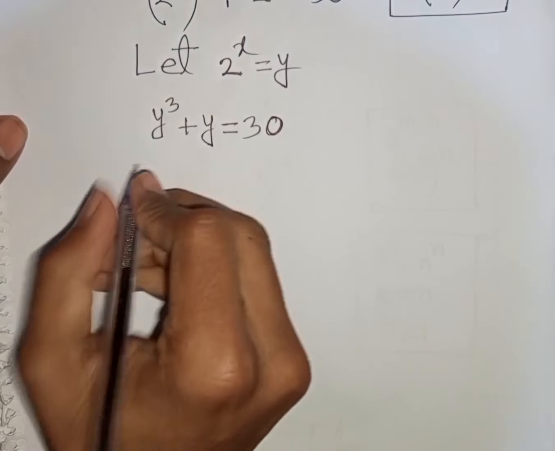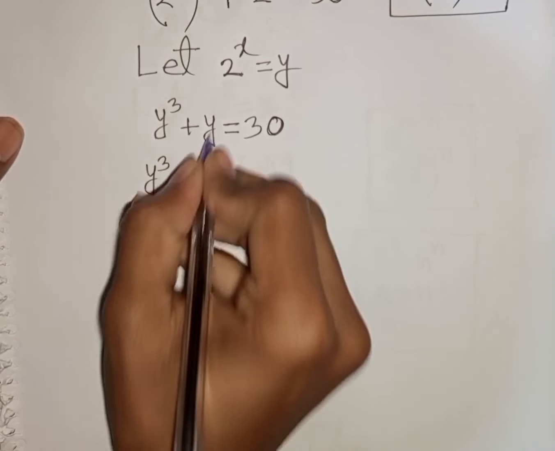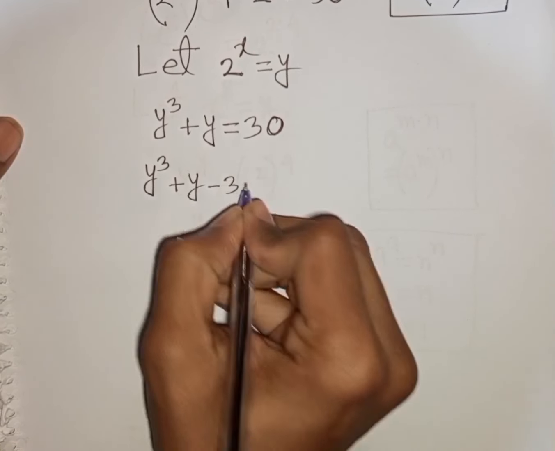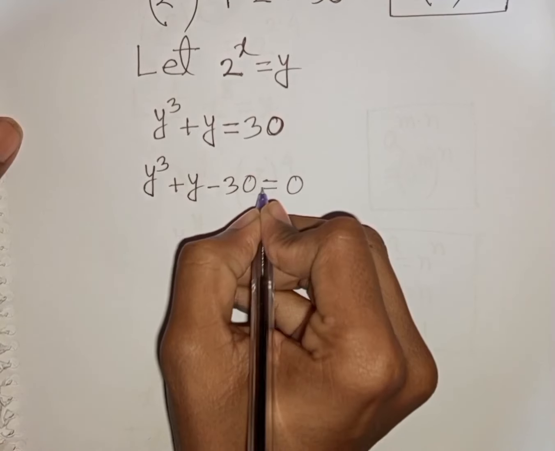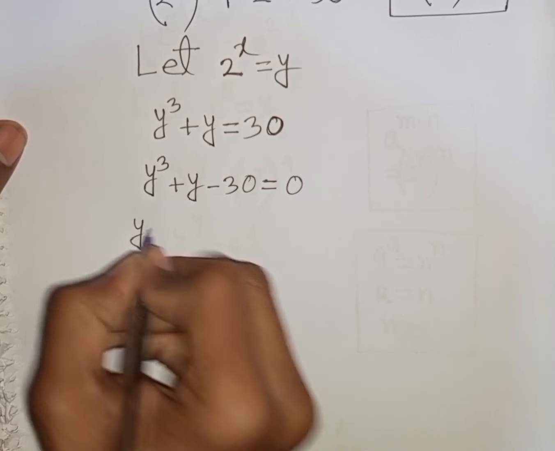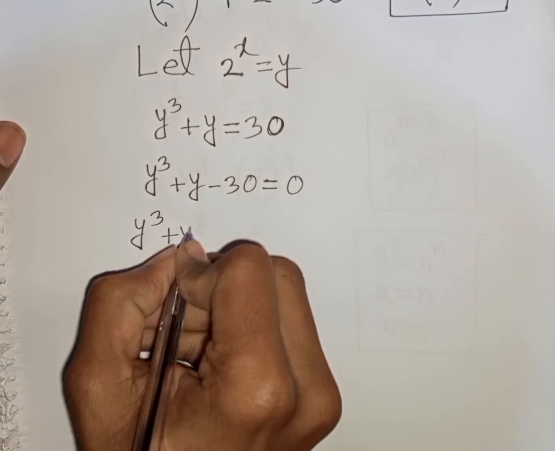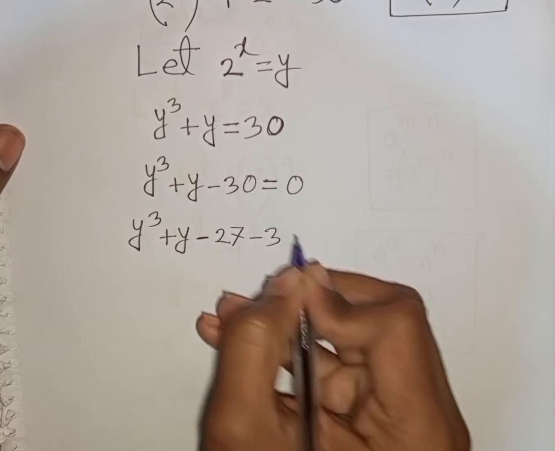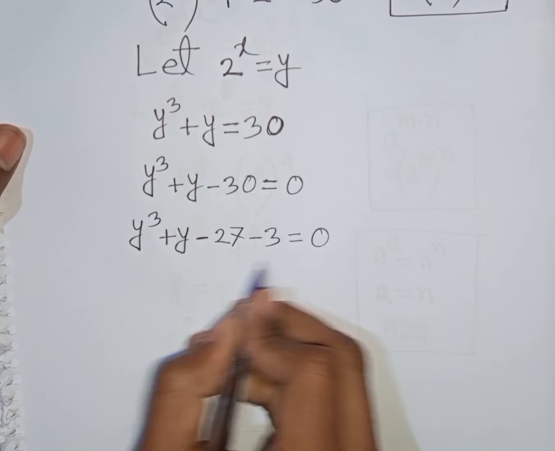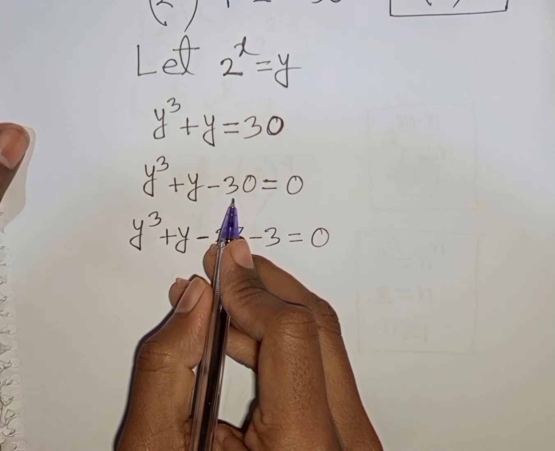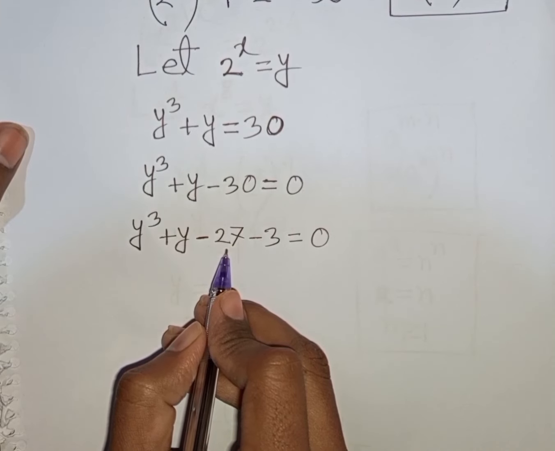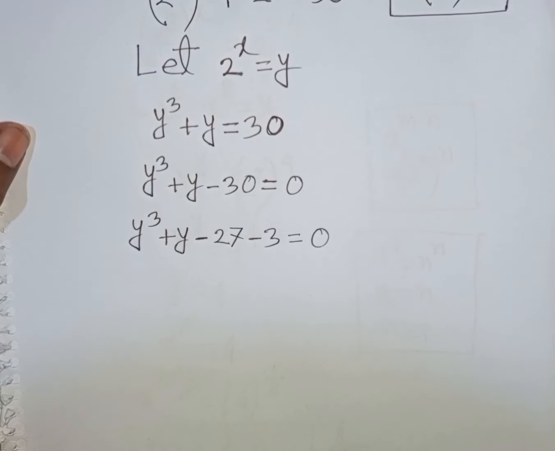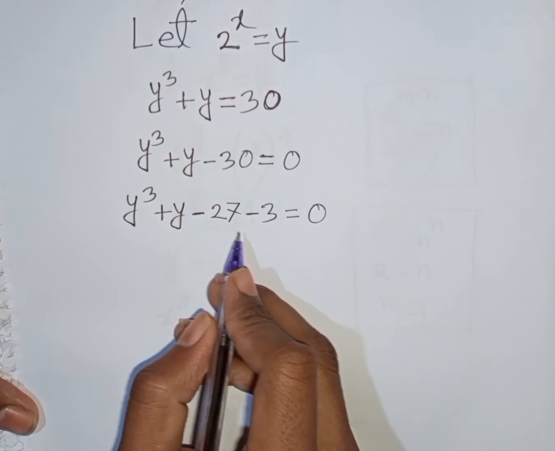Now I can write here y cube plus y, then this plus 30 taken to the left side will be minus 30, is equal to 0. Now we have y cube plus y, then minus 30 can be written as minus 27 minus 3, is equal to 0. How to understand this? Pay attention here. The nearest cubic number of 30 is 27. So minus 30 can be written as minus 27 minus 3. Most of the time you can understand such a process.